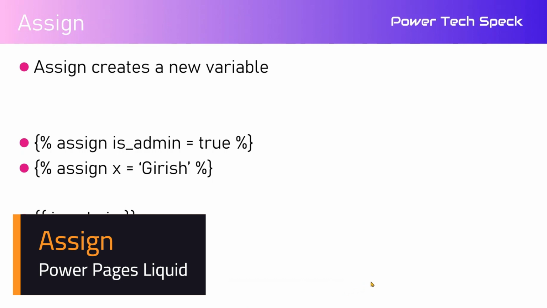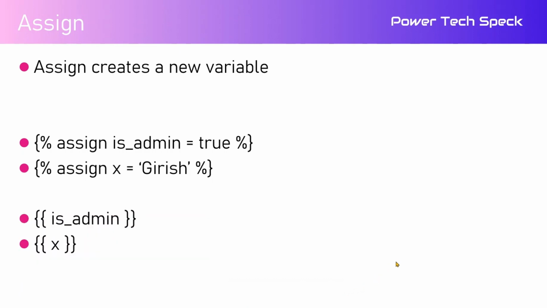In this video, I'll show you how to use the assign operator. So assign basically creates a new variable. Assign is basically used to assign a variable with some value.